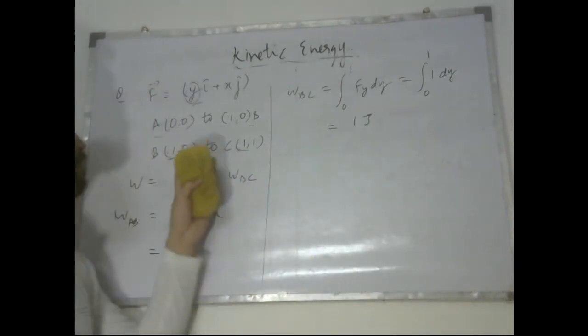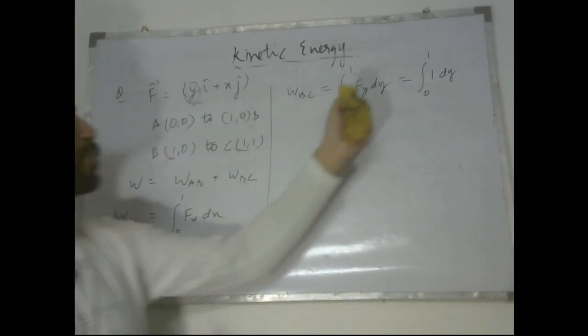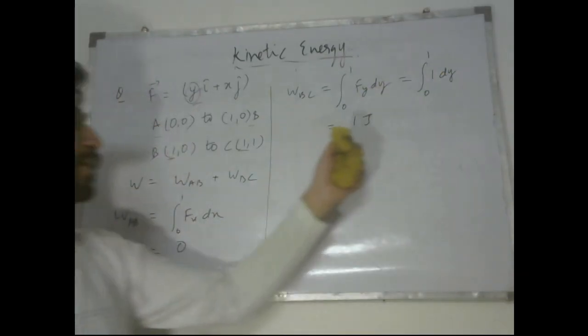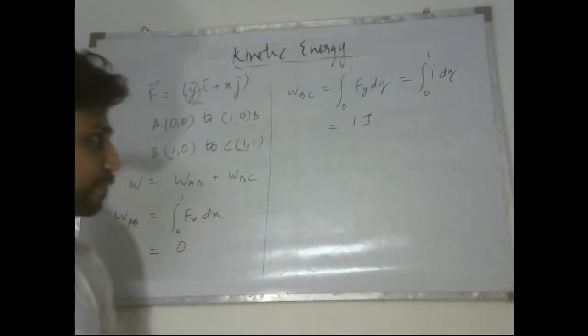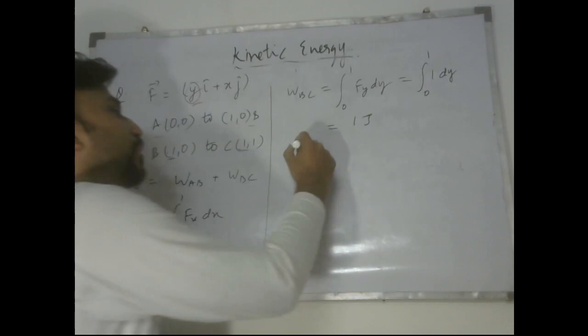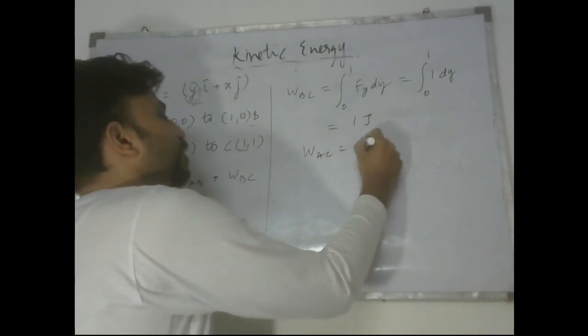What is the value of x as we are going from B to C? That is 1. So we have substituted that particular value. Integral of dy is y only. So it comes out to be y. So 1 minus 0 becomes 0. So that means the net work done by the particle as it goes from A to C is simply 1 joule.